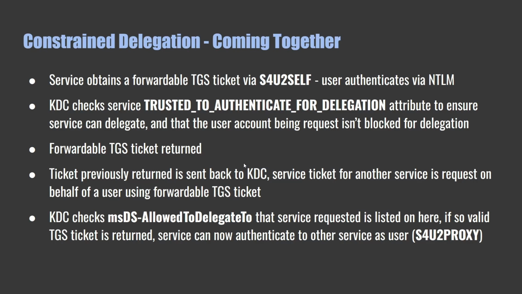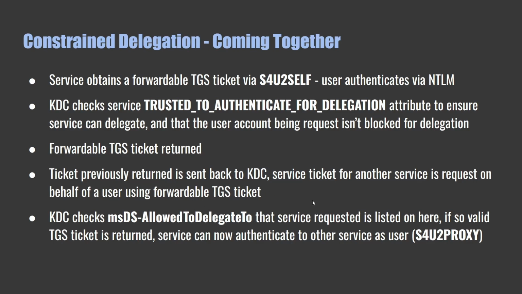The KDC checks the service's trusted to authenticate for delegation attribute is set, to ensure that the service can actually delegate and that the user account being requested isn't blocked for delegation for whatever reason. For instance, you don't want to be giving out administrators, as I've already mentioned, or some sort of high priority user. The forwardable TGS ticket is then returned from the KDC to the service, and the forwardable ticket previously returned is sent back to the KDC in the next request by the service, and the service ticket for another service is requested on behalf of the user using their previous TGS ticket.